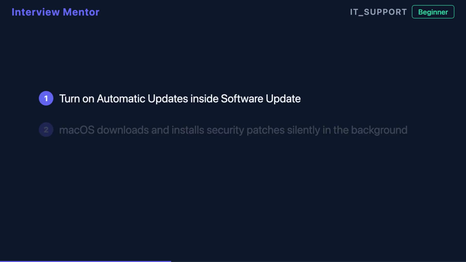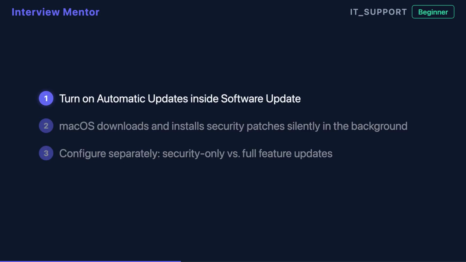While you're in Software Update, look for the option to turn on automatic updates. When enabled, macOS will check, download, and install updates in the background, including critical security patches. For any IT environment, recommending this setting is standard practice. You can also choose to install only security responses automatically, leaving feature updates for scheduled maintenance windows.